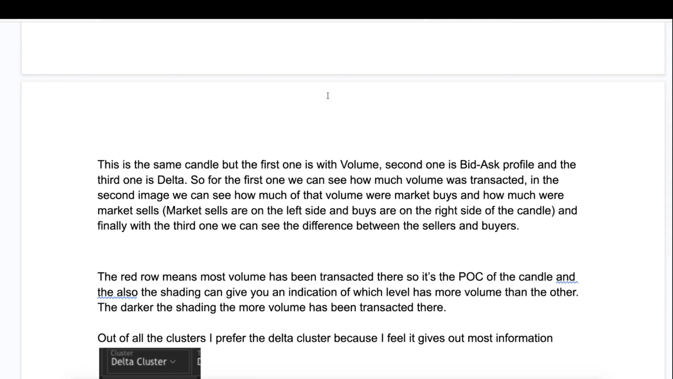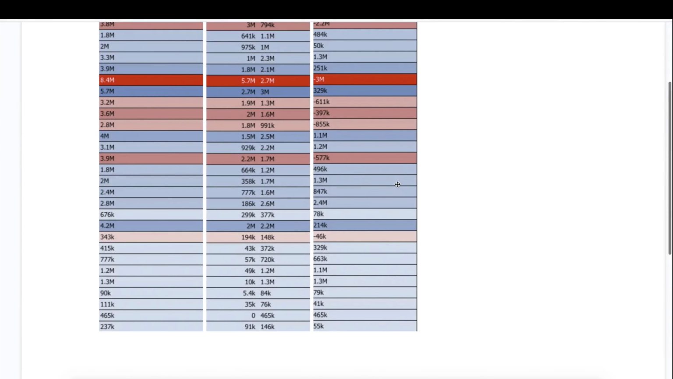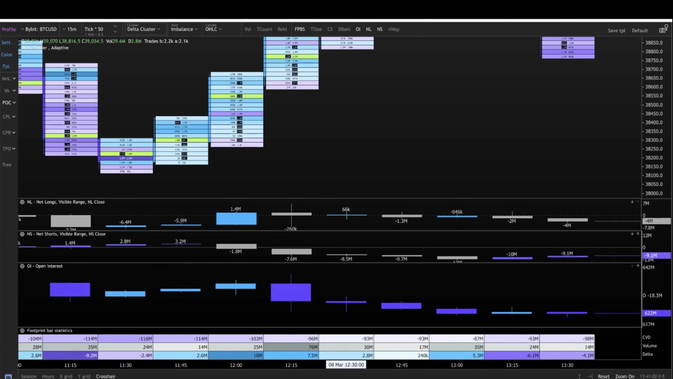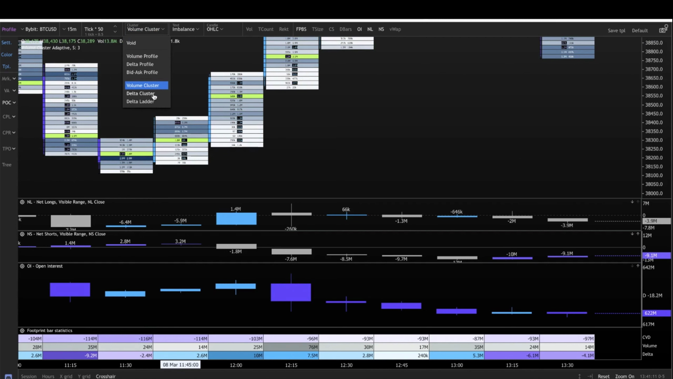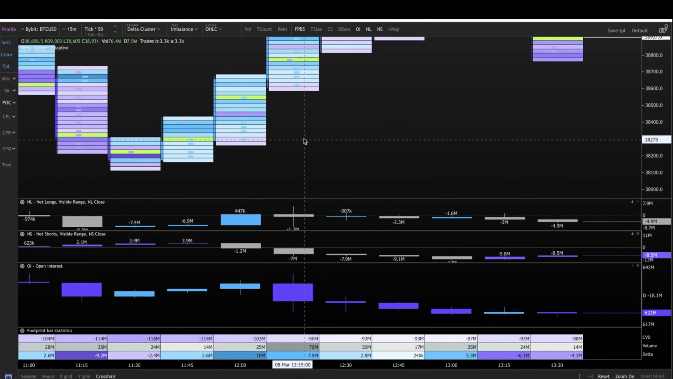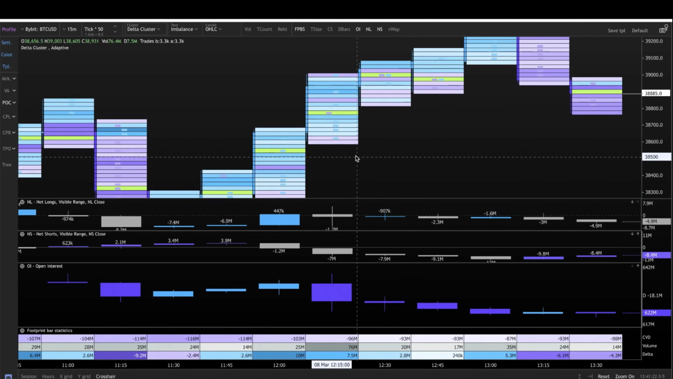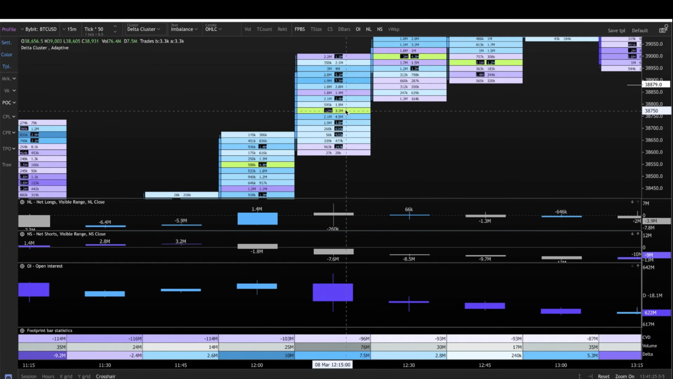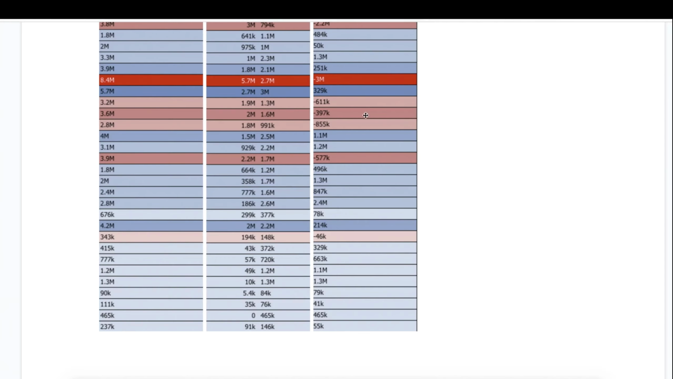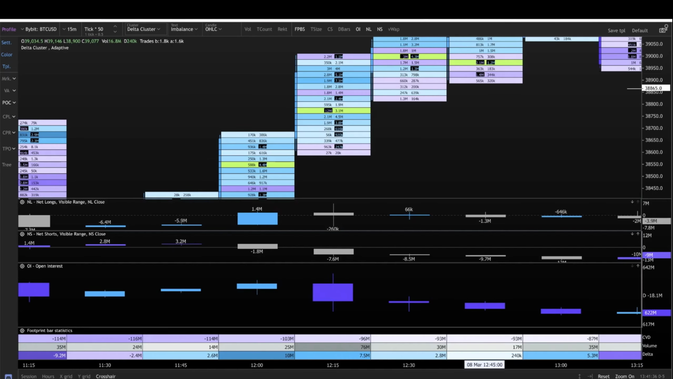Okay, so a few things here. First of all, when I am looking at a footprint chart, I prefer mostly to come over here and use delta cluster. Better than the volume cluster, I like to use the delta cluster. And what this will do is show you, based on how darkly shaded something is, where more volume was transacted. And the tick that is highlighted, for me, my point of control is green. Some people use red. You can customize this to whatever color you want. This is the point of control. This is showing you where most of the volume was transacted.